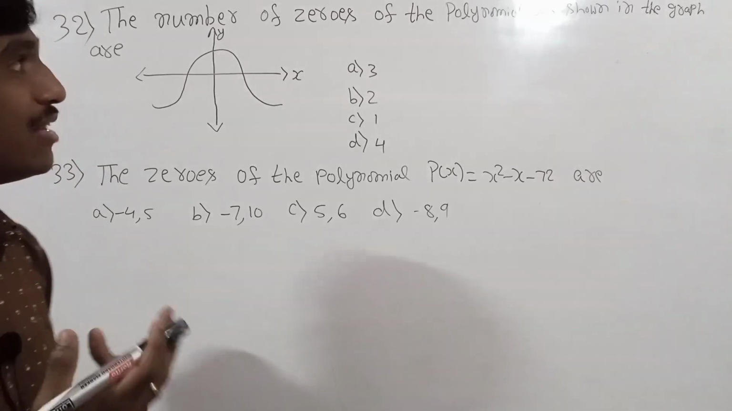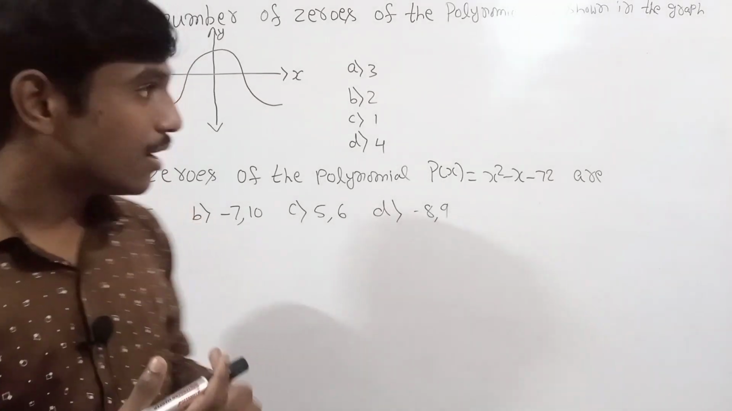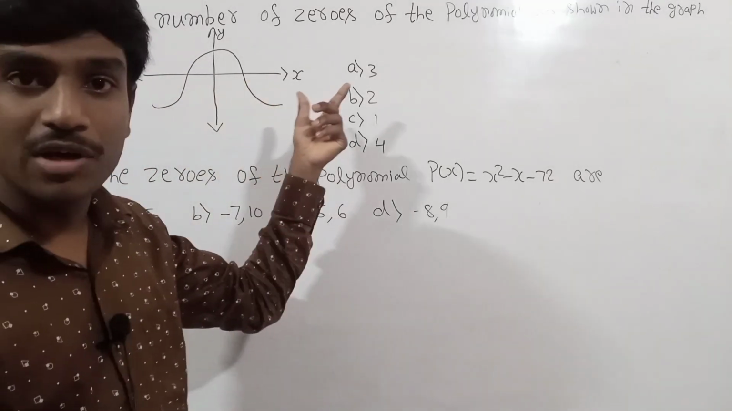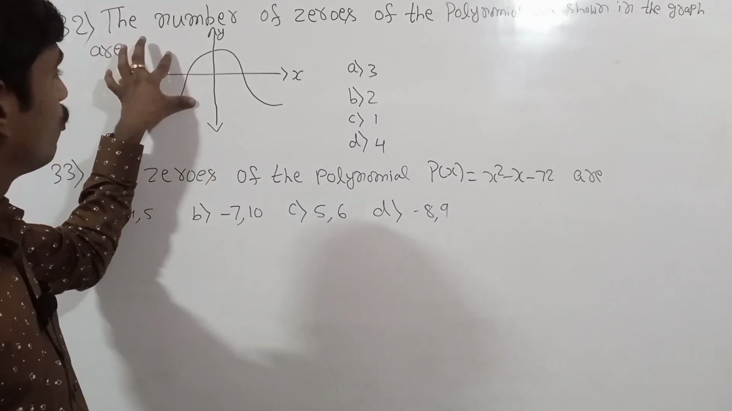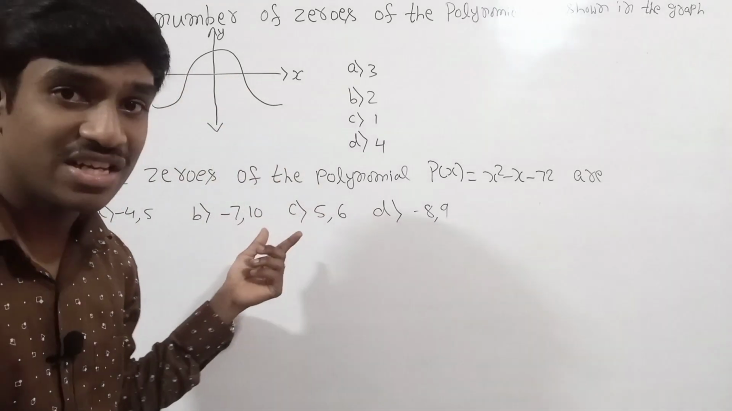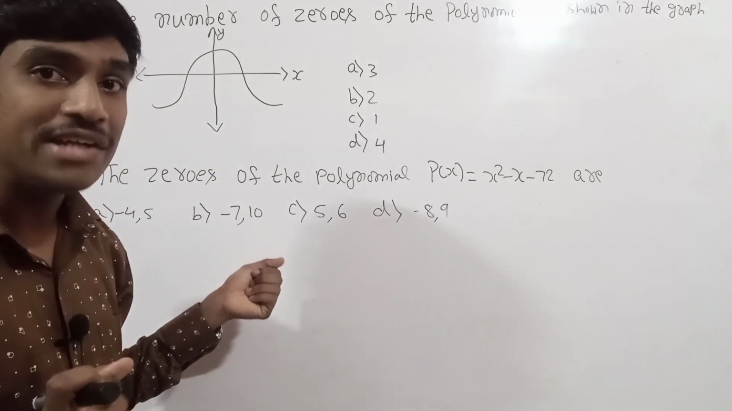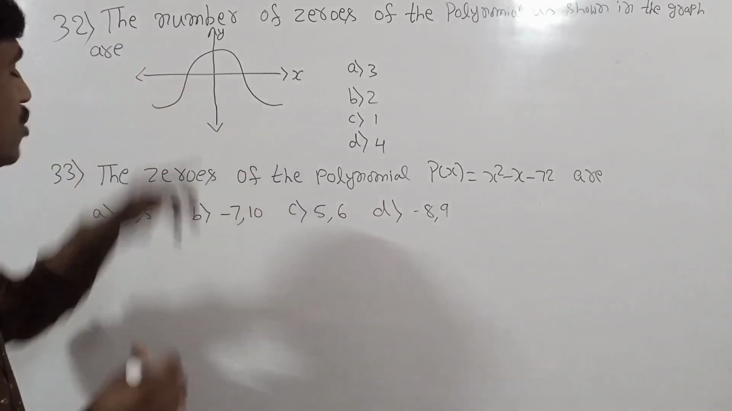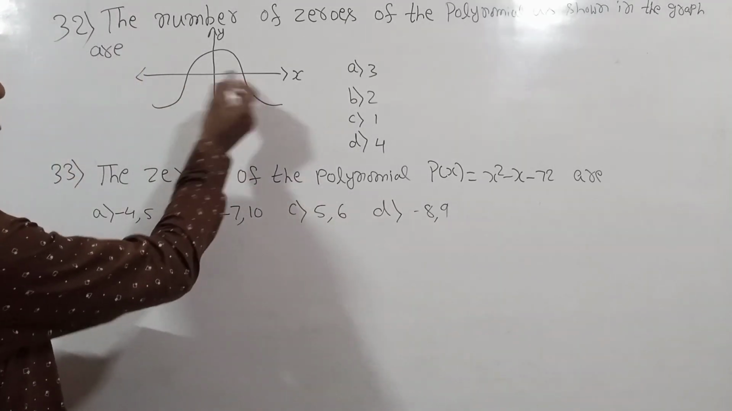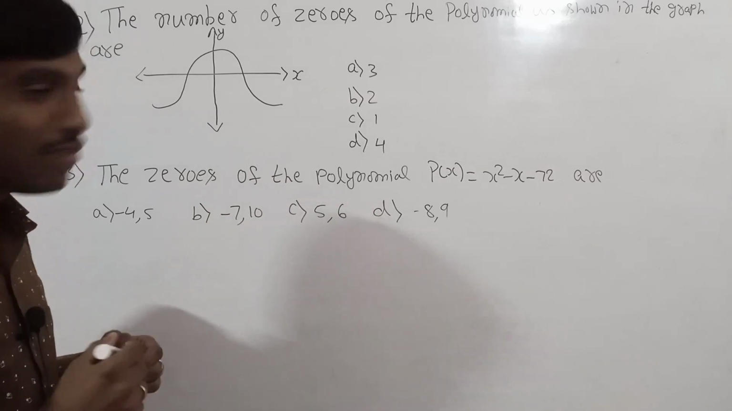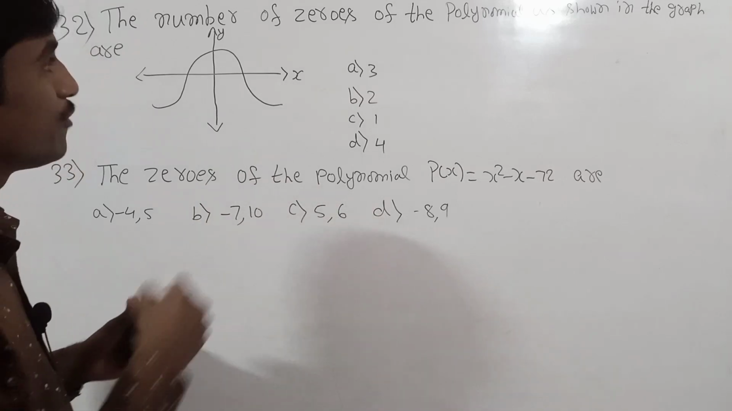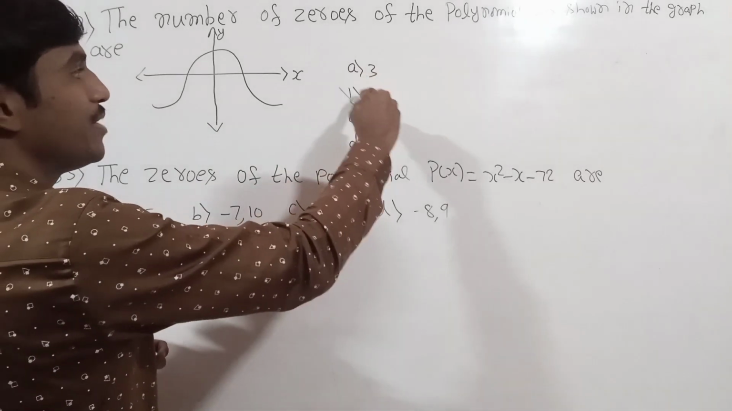So geometrically, the meaning of zeros is the curve or the line, whatever, at how many points it has touched the x-axis. That many points is the number of zeros. Here if you observe, this is 1 point and this is 1 point. So there are 2 points where the curve touched the x-axis. So the number of zeros of this polynomial will be 2.